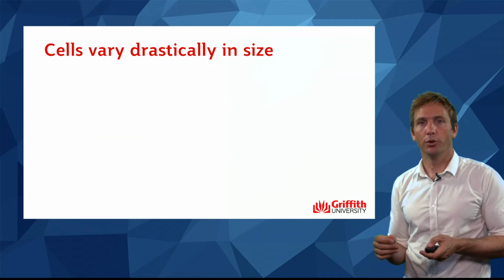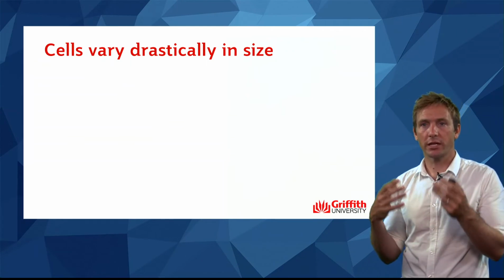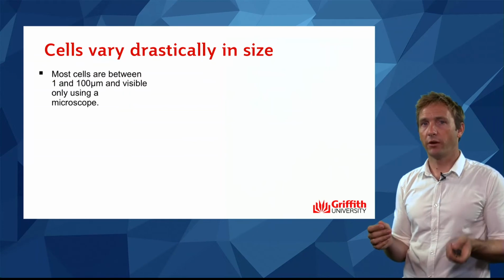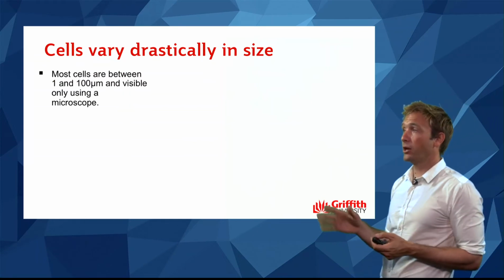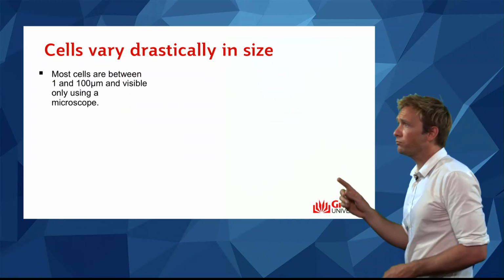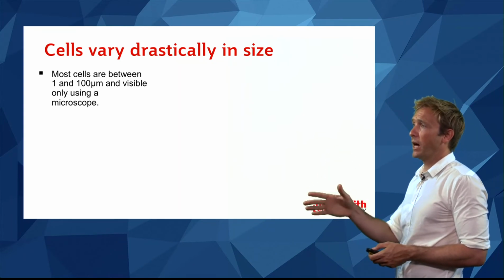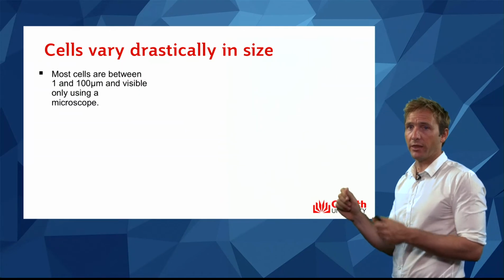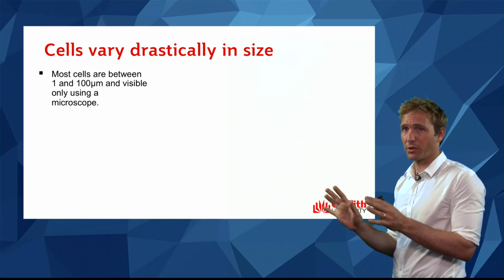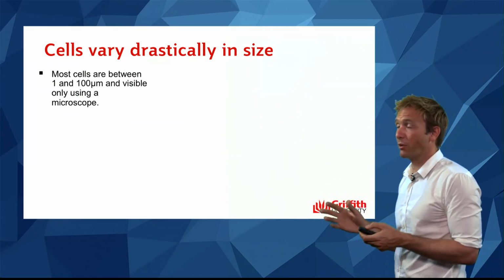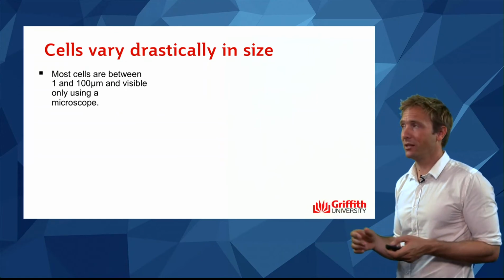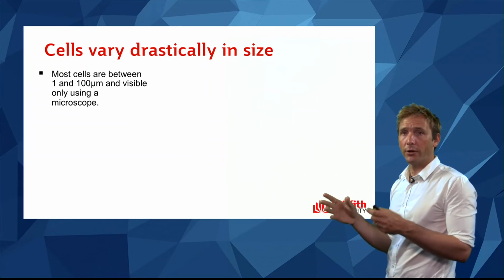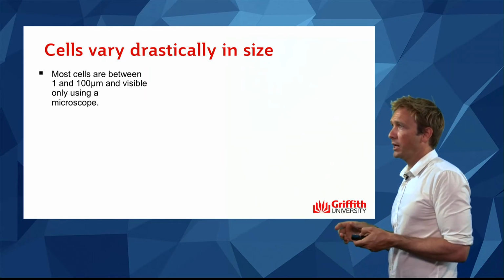Okay, so cells, finally, we're just going to get down to the end here. We're going to talk about cell variation. So cells vary in size hugely. Most cells are between 1 and 100 micrometers and visible only using a microscope. Now, there are some special exceptions to this. There are some ginormous cells that you can see with a naked eye, but the vast majority of cells are quite small, and you're going to need a microscope to have a look at them.